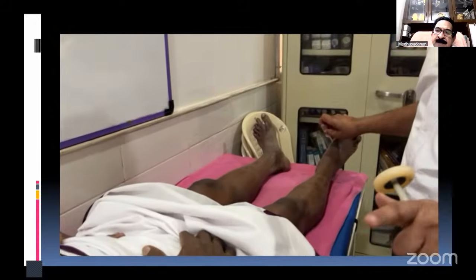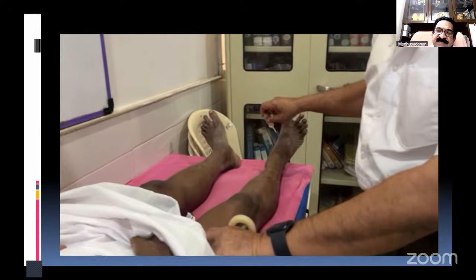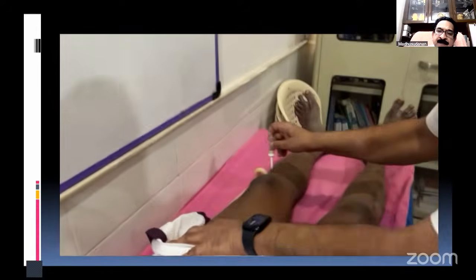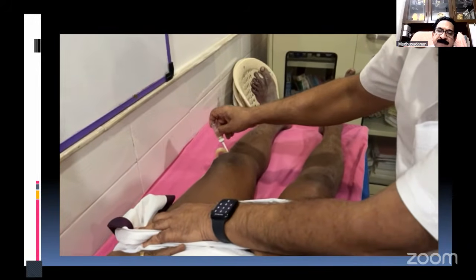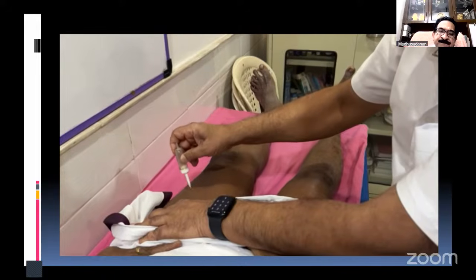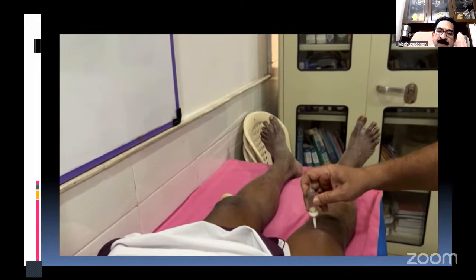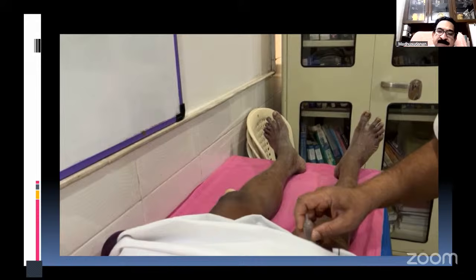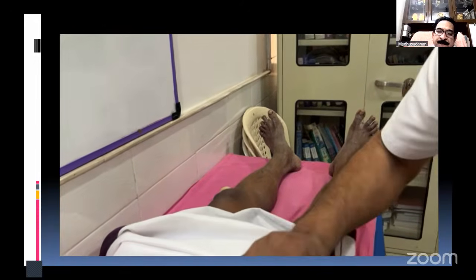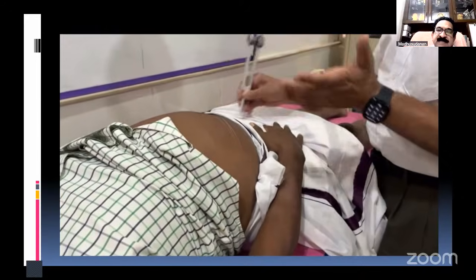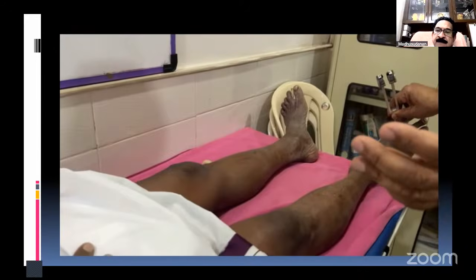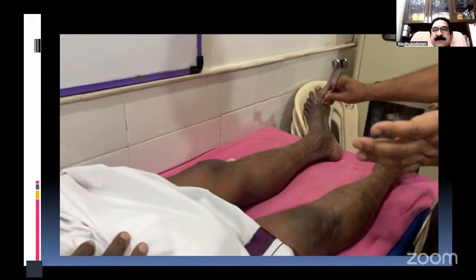But if you look at the pain sensation, there is a level in the mid thigh. There he is able to feel. On the right side, it went up to the abdomen. There he is feeling the abdominal pain. There is a level for the pain. Vibration is present all throughout.